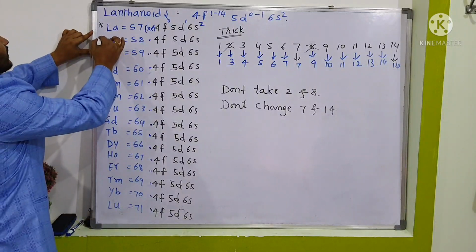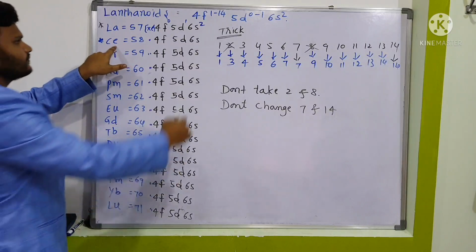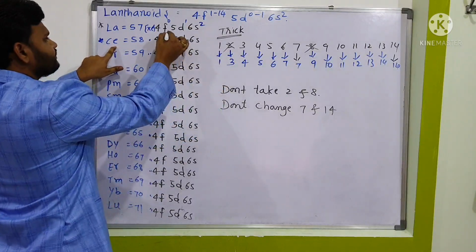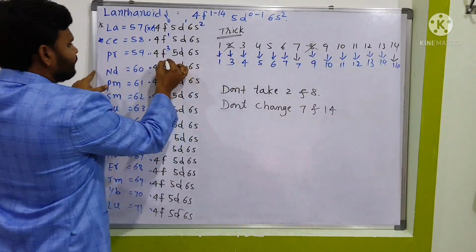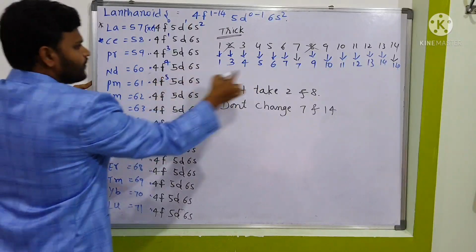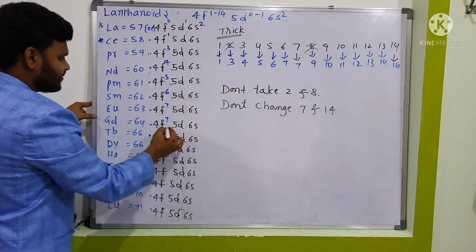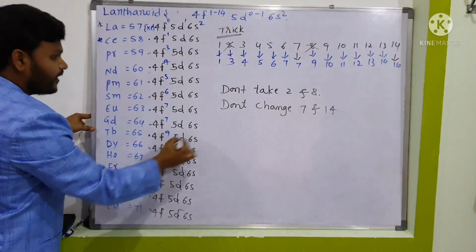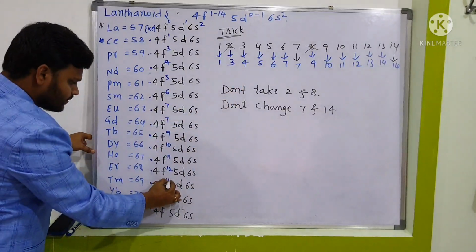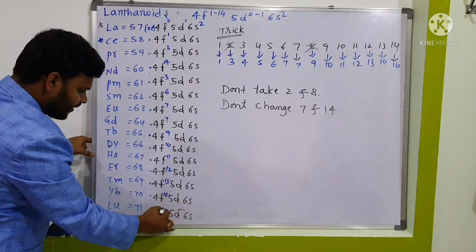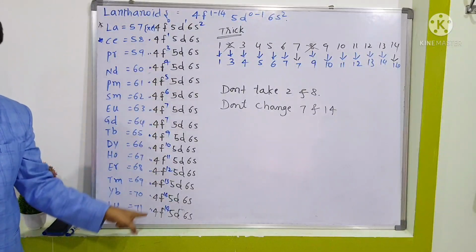So here lanthanoids are started. This is the first lanthanoid. 4f1. 1 means 1. Next 2, next 3, next 4, next 5, next 6, next 7, next 8, next 9, next 10, next 11, next 12, next 13, next 14. Yeah, these are the f electrons. You have to write like that.